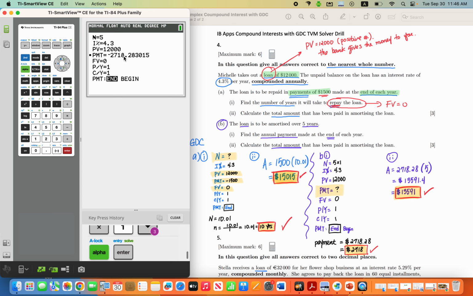So that will be negative. But we know that it's money, right? So that means the bank will get 2,718. Do they say whole number? Okay, so whole number, and that's it.